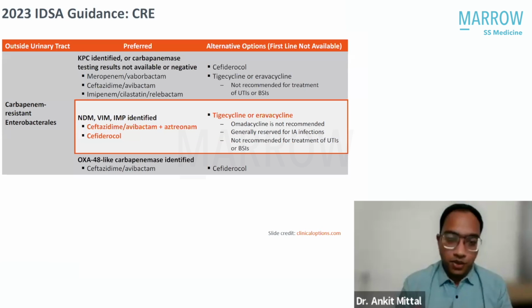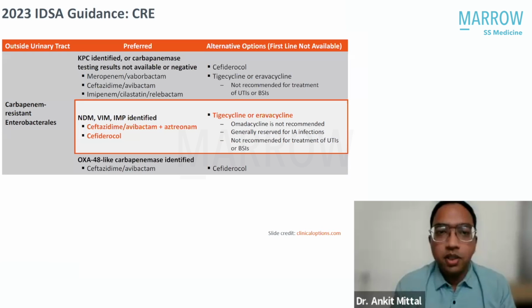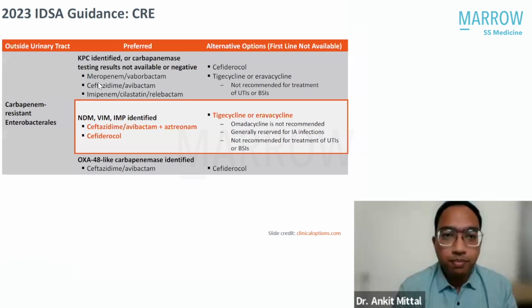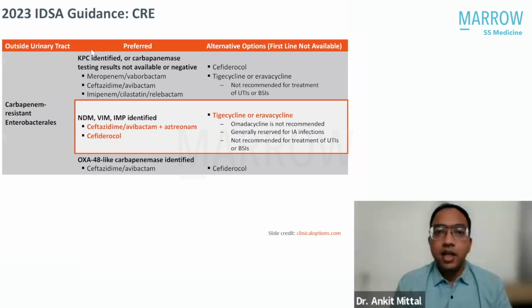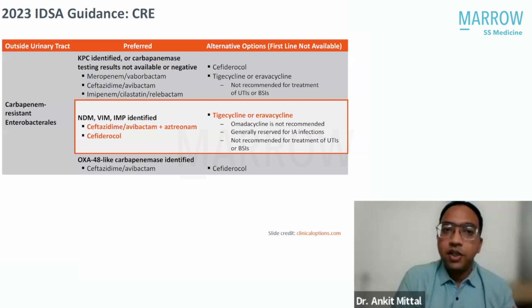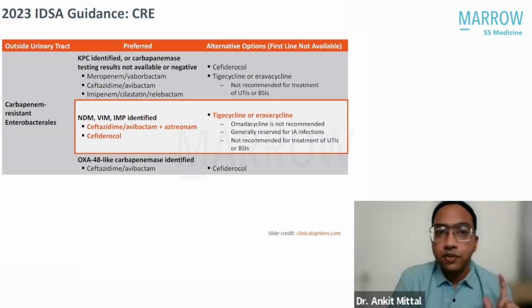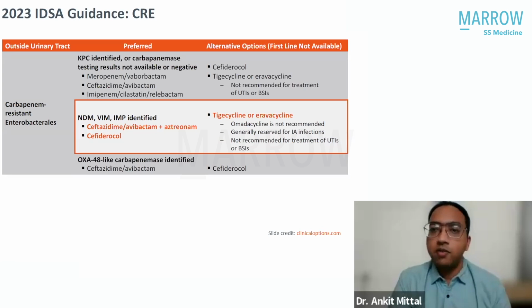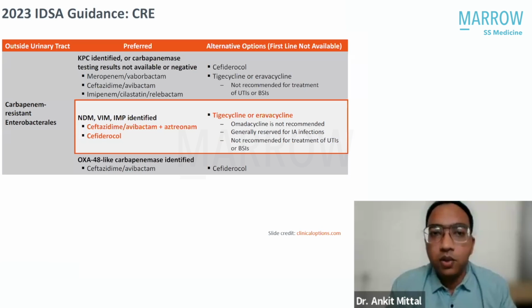Cefiderocol is another antibiotic which works through a different mechanism. It is not available in our country, but it is being readily used in the US for carbapenem resistant infection. Now, if you look at the top and bottom of this table, where the mechanism of resistance is identified to be KPC or OXA48, you can actually use other antibiotics because ceftazidime avibactam has activity against KPC and OXA48. So if it is KPC or OXA48, ceftazidime avibactam alone is enough. If it is KPC, then newer antibiotic combinations like meropenem vaborbactam and imipenem relebactam can also be used.